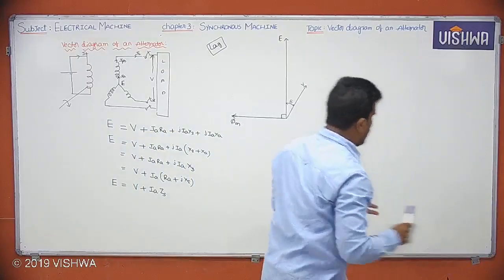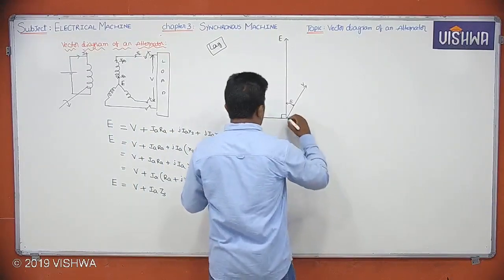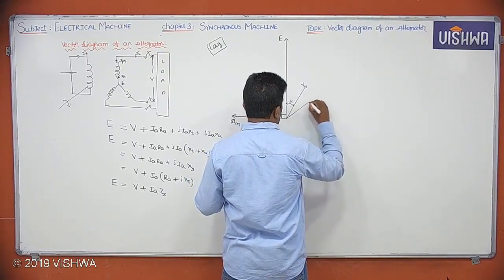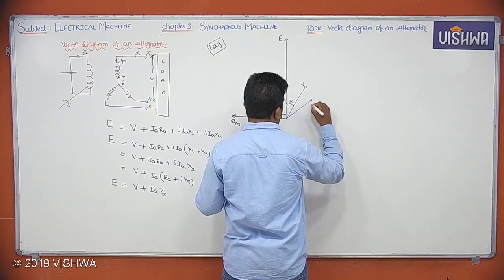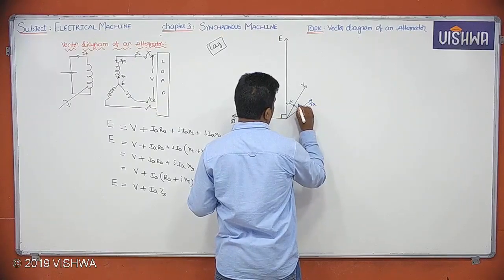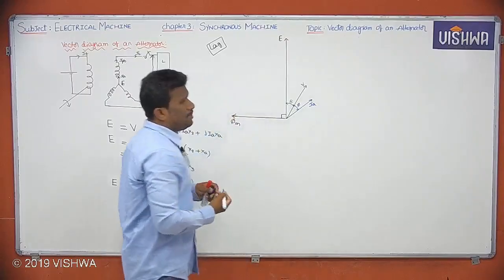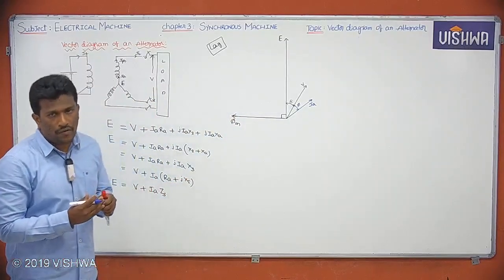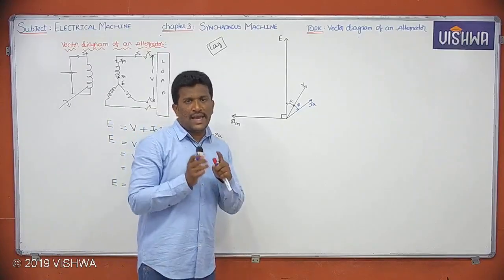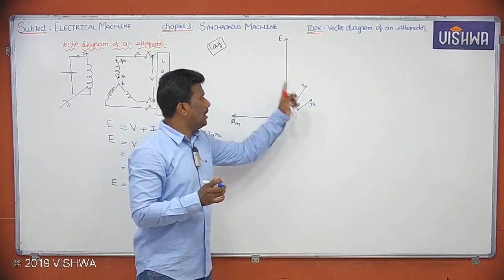So I am just drawing the vector diagram for lag loads. That's why IA lags V by an angle, how much? Phi. This phi is nothing but the power factor angle of the alternator. Delta means load angle. That is the angle between E and V.